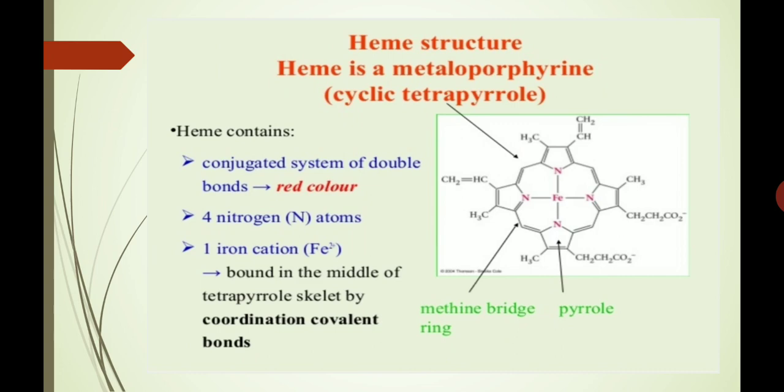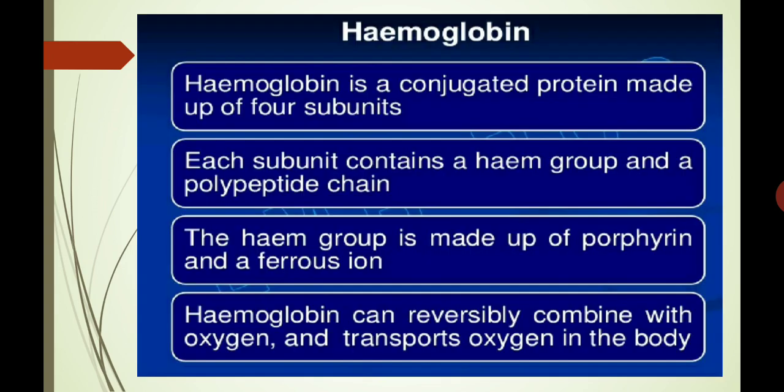Heme is a metalloporphyrin, that is cyclic tetrapyrrole. Here I have to discuss that heme contains a conjugated system of double bonds, that is shown by red color in this diagram. 4 nitrogen atoms, 1 iron cation, that is Fe2+, is bound in the middle of the tetrapyrrole skeleton by coordination covalent bonds. Here we can see the methine bridge, the pyrrole ring and the cyclic tetrapyrrole structure.